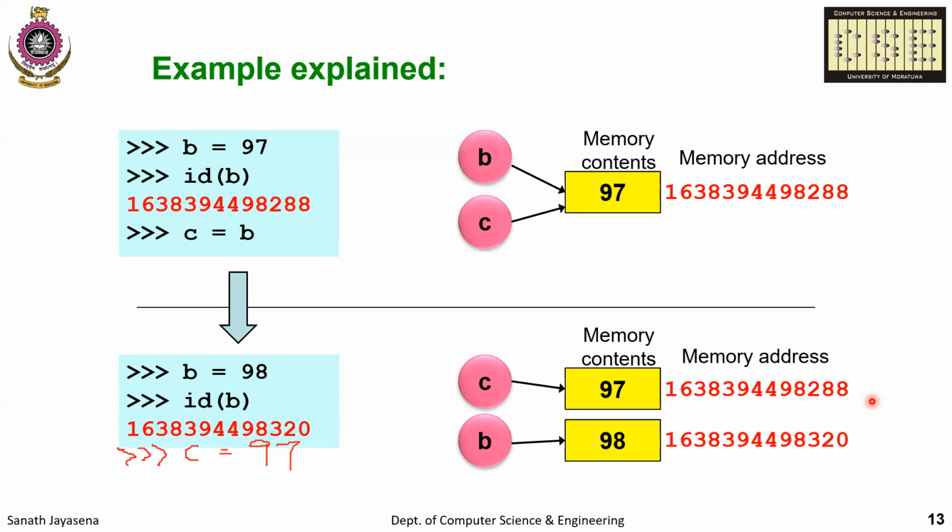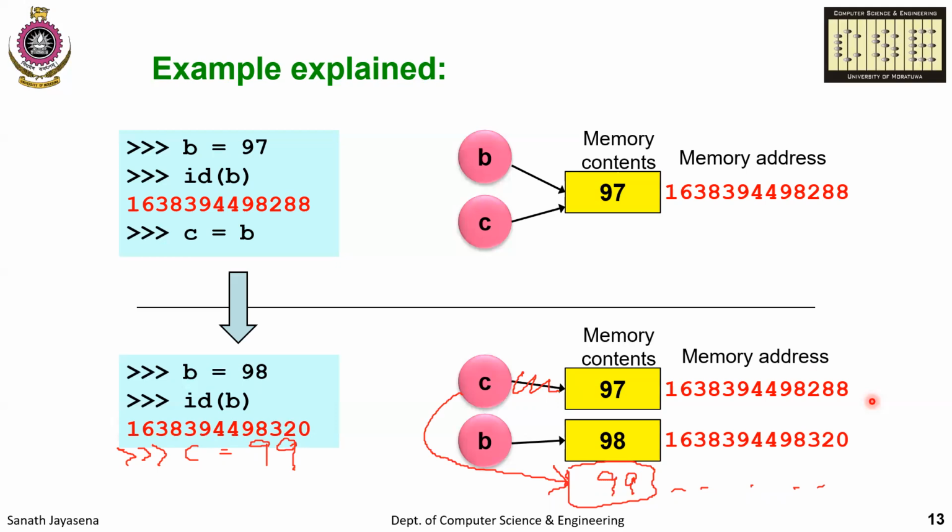Then, of course, sorry, not C equals 97. Sorry, I made a mistake there. So not C equals 97, maybe 99, right? I would say C equals 99. What will happen? Then, actually, what will happen is we will get a new object 99, and C no longer will be here. C will be now referring to this one, and this will have some address here, right? So this is what will happen.